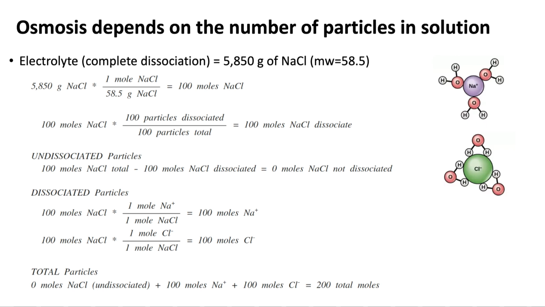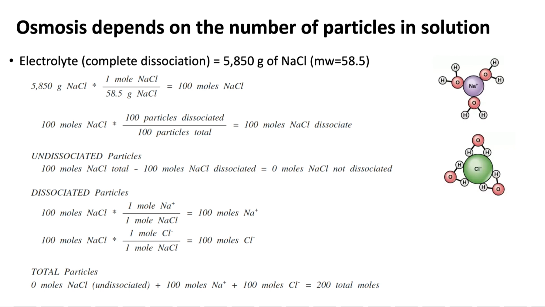So the total number of particles will be the number of undissociated particles, which we said was 0 since we have 100% dissociation, plus the number of sodium molecules that were produced, which we said was 100 moles of sodium, plus the number of chloride molecules produced, which we said was 100 moles of chloride. So the total number of particles equals 200 moles. Hopefully you're starting to see the routine in which we determine all of this.